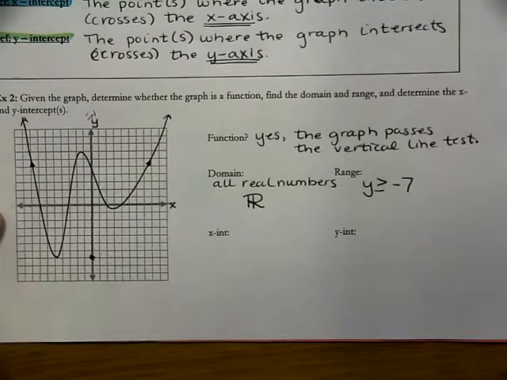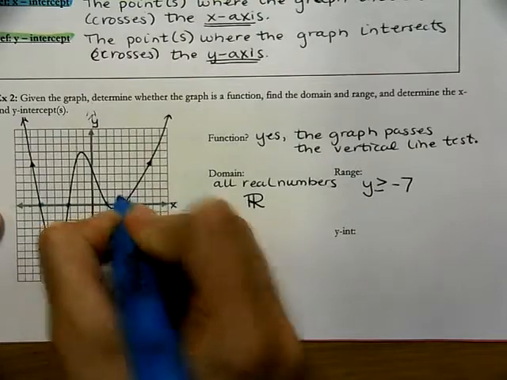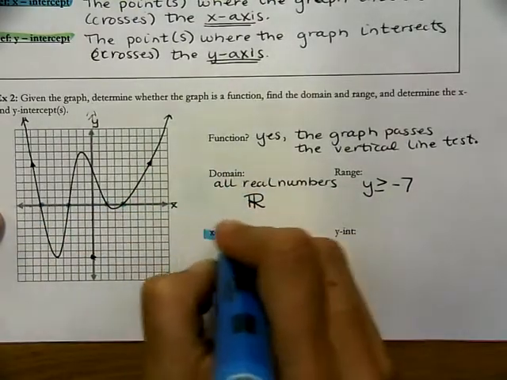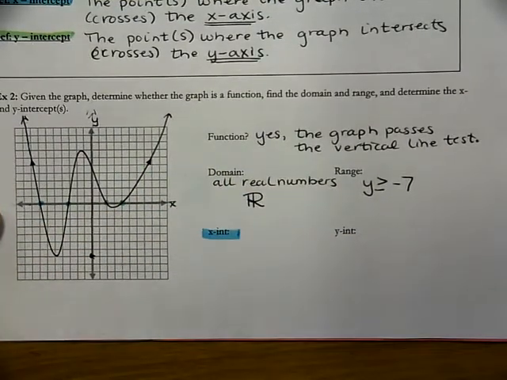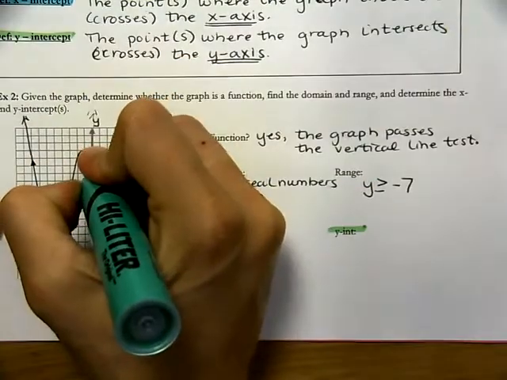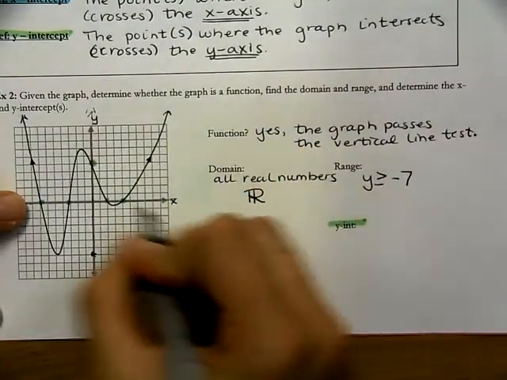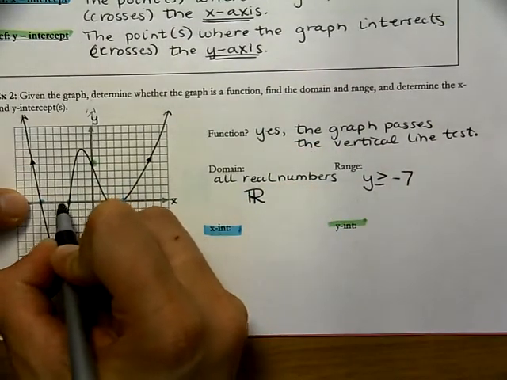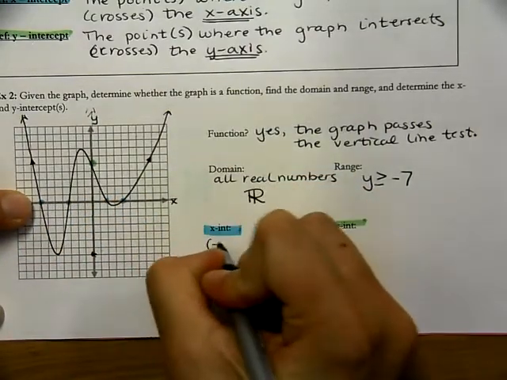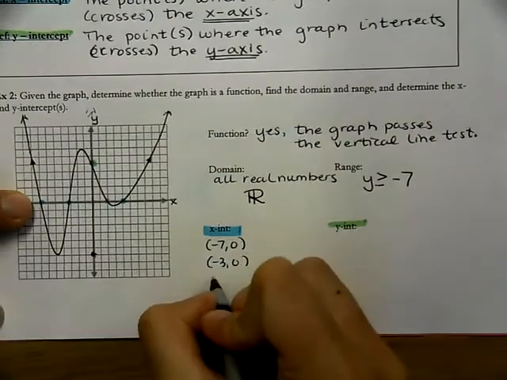So now the x-intercepts. I'm going to highlight these in blue. I look at the x-axis. I'm going to make in blue these dots where it crosses the x-axis. So those are my x-intercepts. My y-intercepts are where the graph crosses the y-axis. So I go here, there's only one y-intercept. So now let's list these as ordered pairs. The x-intercept, that's negative 1, 2, 3, 4, 7. So we have negative 7, 0. Looks like we have negative 3, 0.